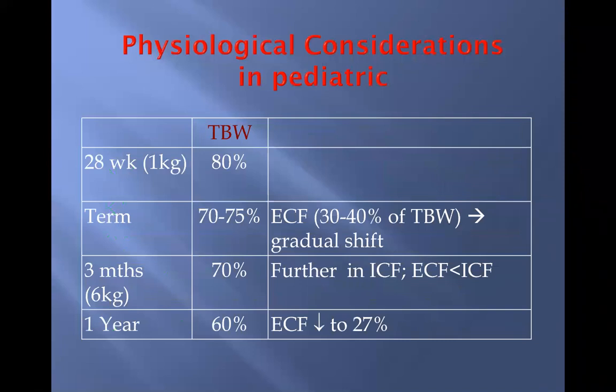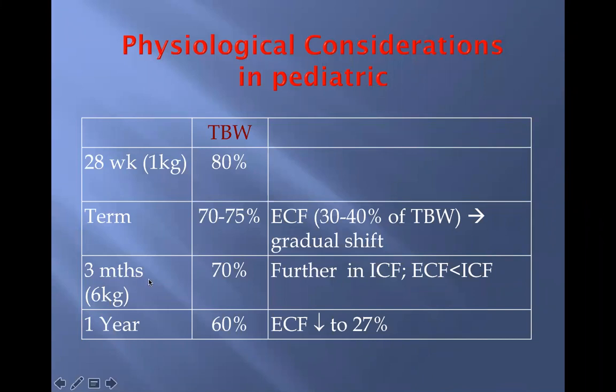Regarding the physiological considerations in pediatrics, we can classify pediatric age groups. Those who are just 28 weeks of gestation have total body water of about 80%, while those who are delivered at term consist of 70 to 75%. Extracellular fluid is about 30 to 40% of total body water, so more than in the young adult. Then, with more growth, there is a gradual shift from the extracellular to the intracellular compartment.